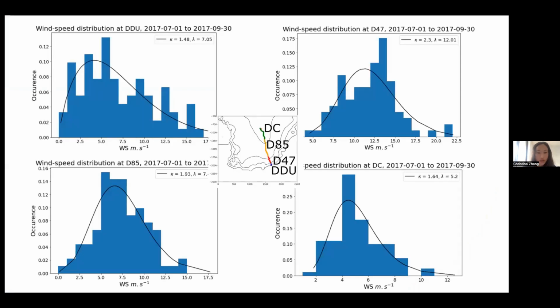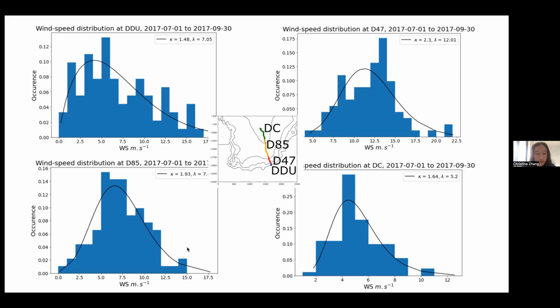So on Python, we have plotted histograms of the wind distributions at 4 different stations: Dumont d'Urville, D47, D85, and Dome C. All of these are in one region of Antarctica called Adelie Land, which is a claimed territory of France. These graphs have what we have fitted known as a Weibull distribution. You can see it from the black lines.